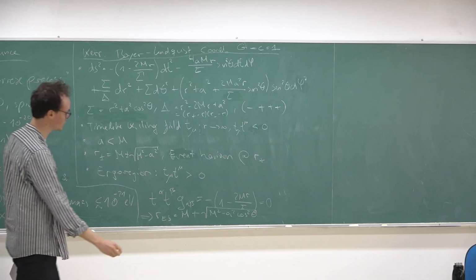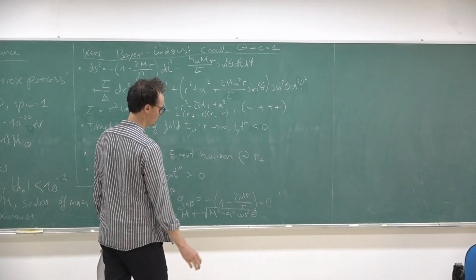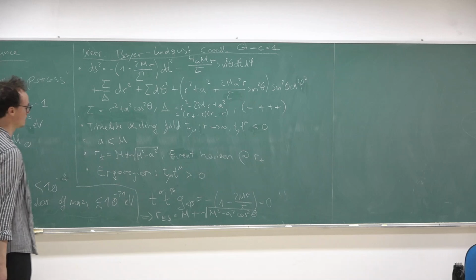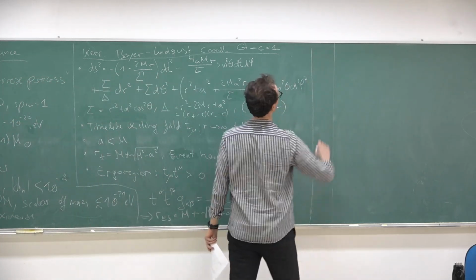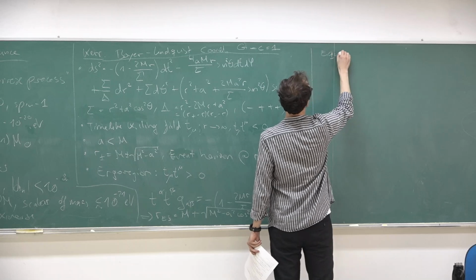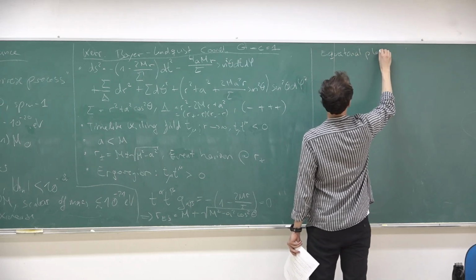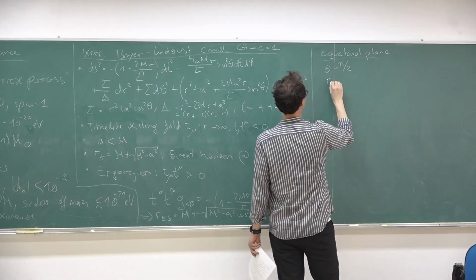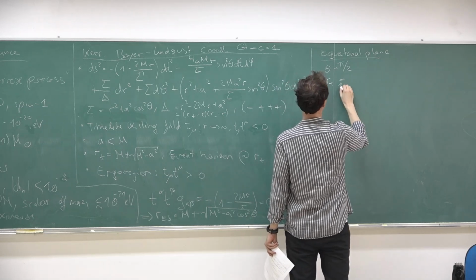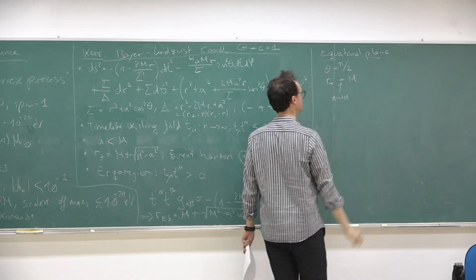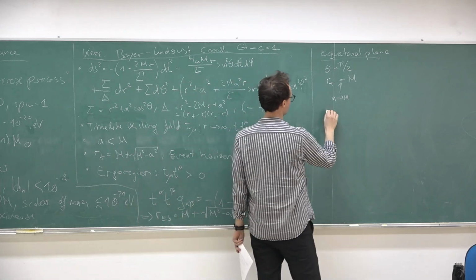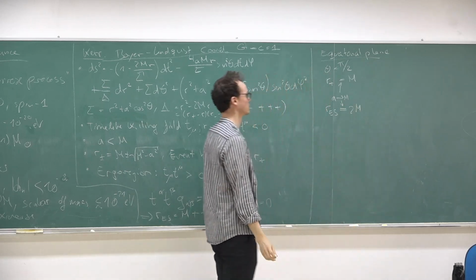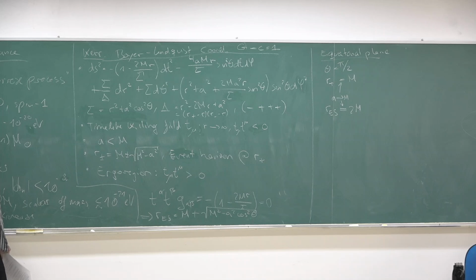In particular, if you look just at the equatorial plane, meaning you set theta to pi over 2, and you set the spin to be nearly extreme, basically a going to M, then you'll see that the event horizon r plus for a going to M is just M. But the ergo surface will go to 2M.